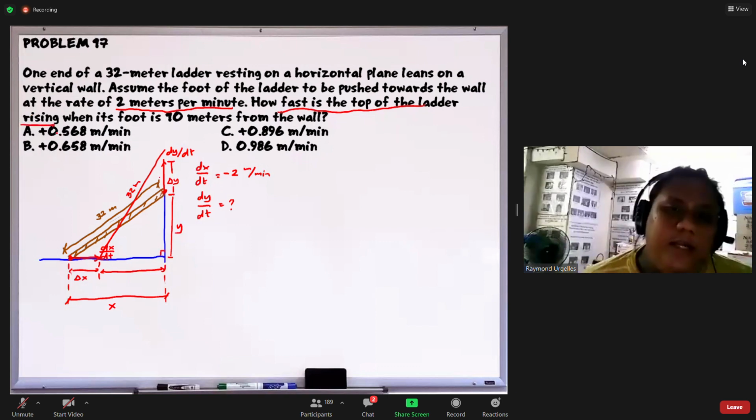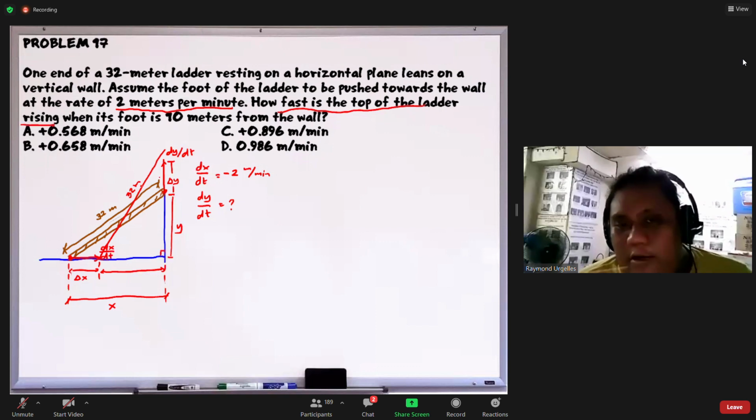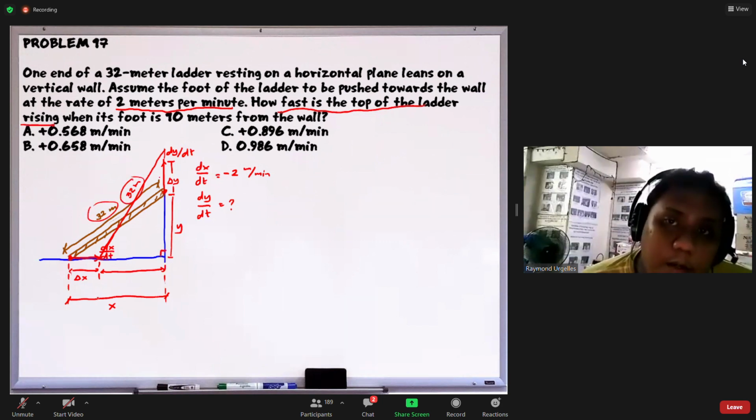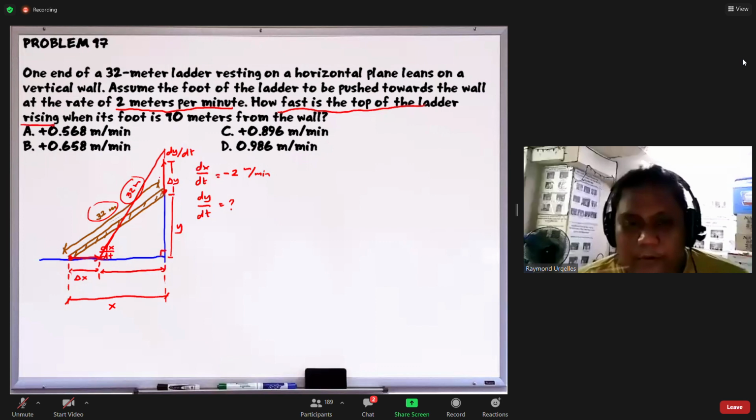Pero makikita natin na regardless kung ano yung position ng ladder natin, we still form a right triangle. Kasi hindi nagbabago yung vertical wall sa horizontal plane. And the hypotenuse, the length of the ladder, is always 32 meters. Okay? Nakuha ba? So kaya we can just focus on that triangle. Such that, diba?